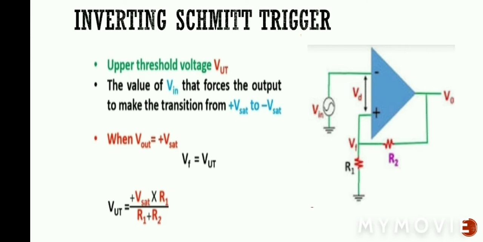When output voltage is at positive saturation, that is positive Vsat, then the feedback voltage Vf will become VUT. Vf equals upper threshold voltage VUT. If we put the value of Vf here, then we get VUT equals positive Vsat into R1 divided by R1 plus R2. Since output voltage equals positive saturation, from this equation we can say that VUT is a positive value.